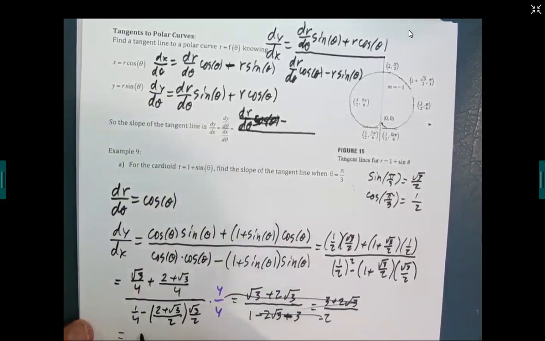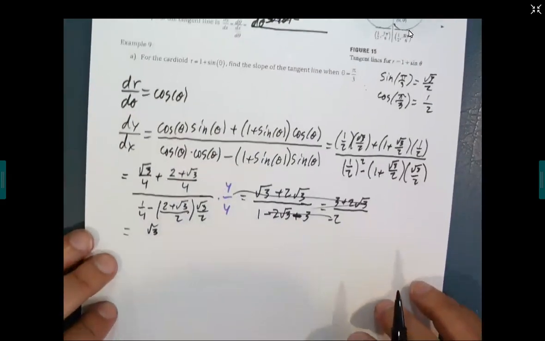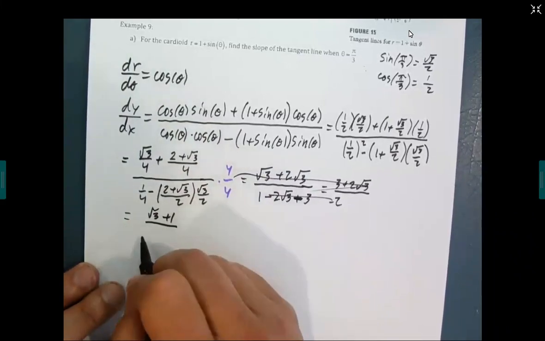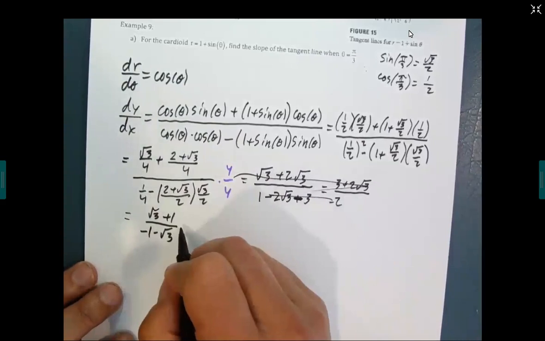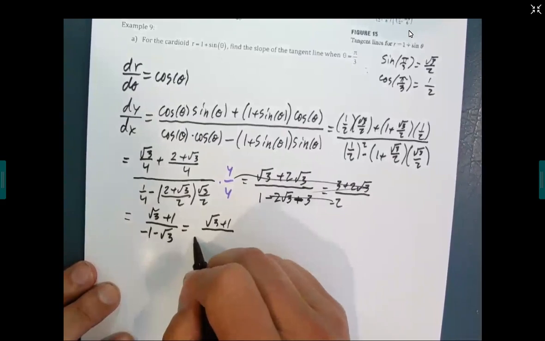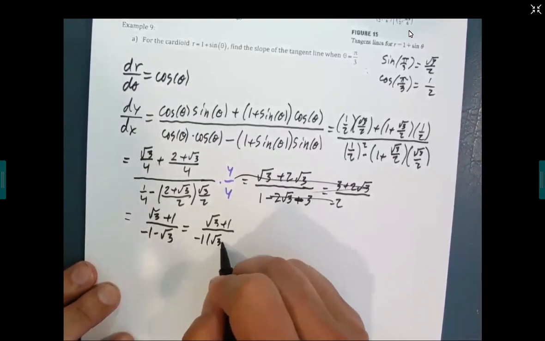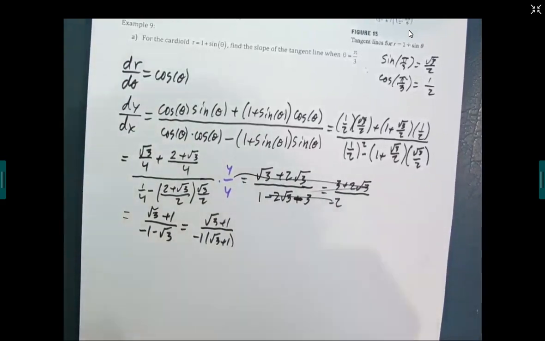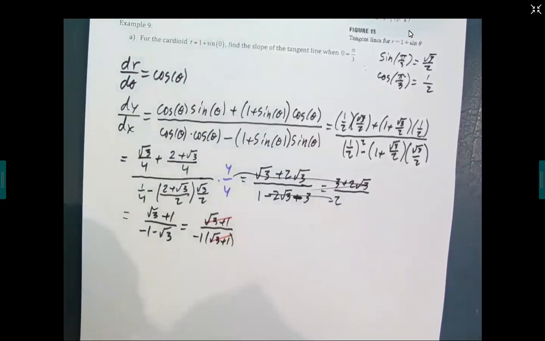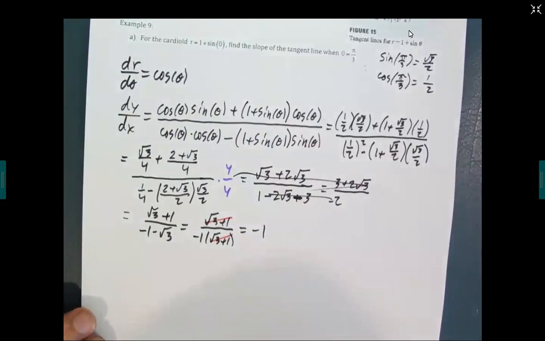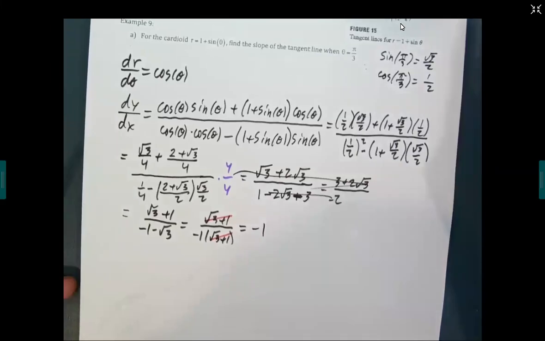So this is going to end up with √3 plus 1 over -1 minus √3. Let me clean all that up. And you'll notice in the bottom, I can factor out a -1, and I get √3 plus 1. And very nicely, this reduces, and you end up with -1. Yeah, you'll have to play around with that a little bit. But that is polar coordinates.